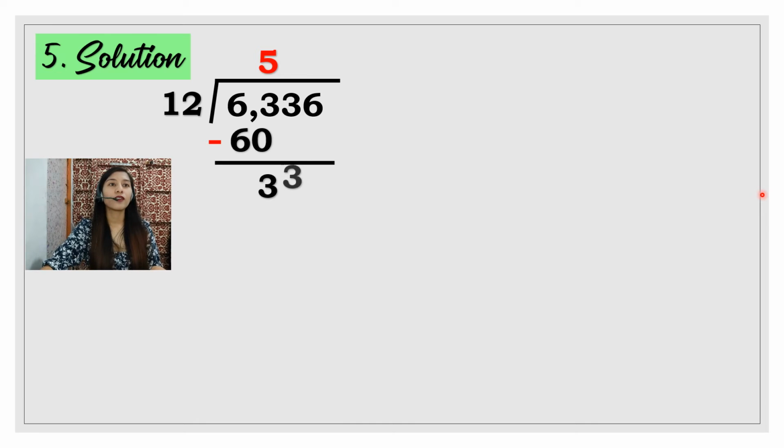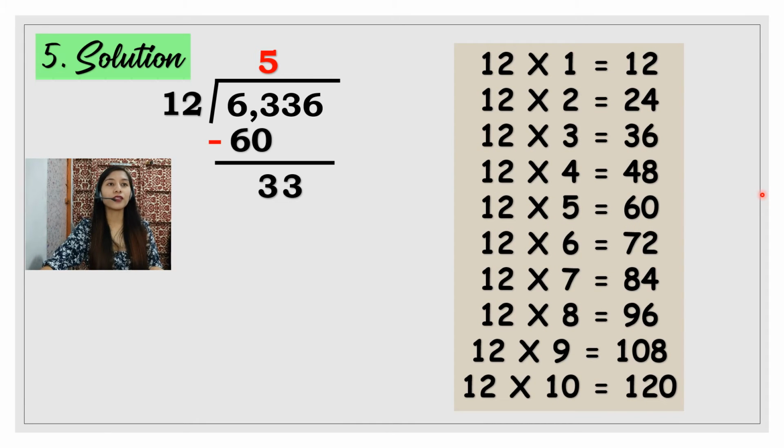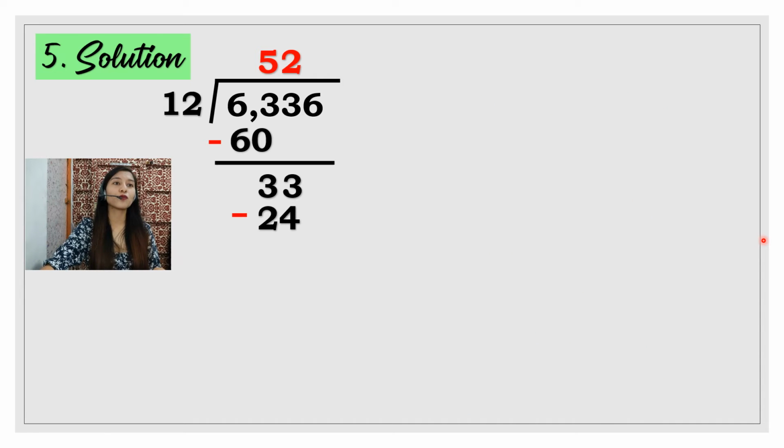So, 33 divided by 12 is equal to 24. So, 2 lamang, dalawa lang. So, 2 times 12 is equal to 24. So, subtract. So, 33 minus 24. So, let us subtract. So, 3 minus 4 cannot be. So, we borrow 1 from 3, and then 3 will be 13. And then this one will be 2.